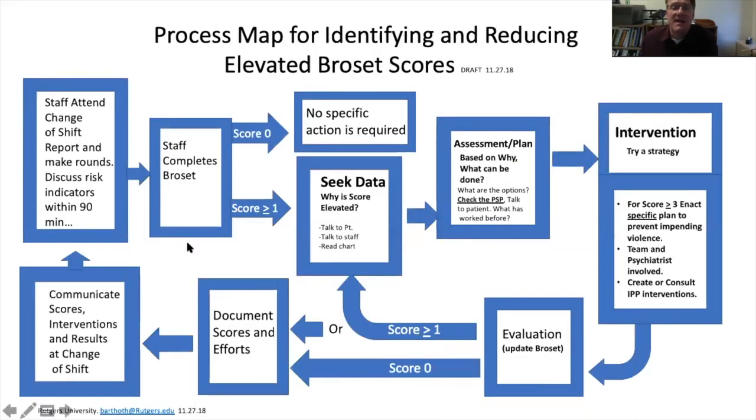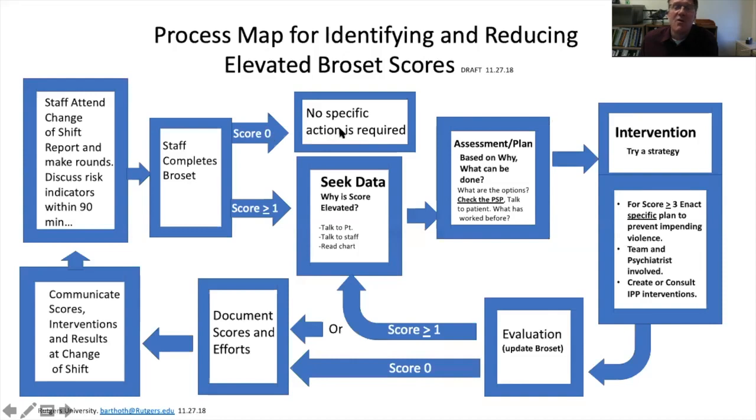So here is a rather complicated process map. And yes, I'm going to go through it step by step with you. So basically, this box is where we're going to start. This just indicates that staff come to work, right? And they get informed about what's been going on. They then, within 90 minutes, complete, usually the RN completes, a Bröset violence checklist on everybody.